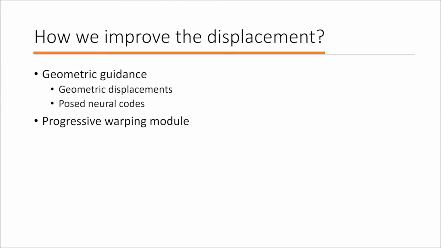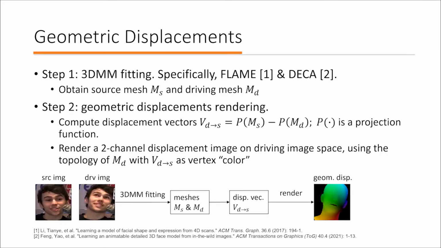So how do we improve the quality of displacement estimation? We propose two ideas. One is the geometric guidance, which acts as a strong guiding signal for the model to predict accurate displacement field. We designed two geometric patterns for this. One is geometric displacements, and the other is pose-neural codes. The other contribution is a novel progressive warping module, which helps generate displacements that are more spatially aligned with the driving image space. Let's start with the first pattern we use for geometric guidance, the geometric displacements.